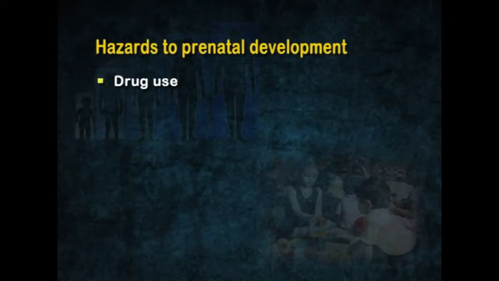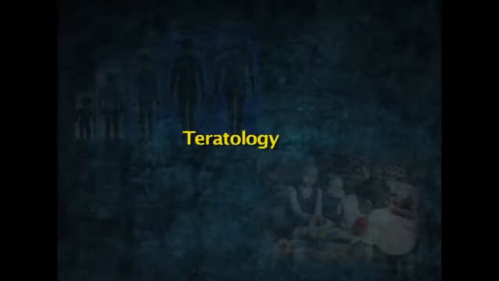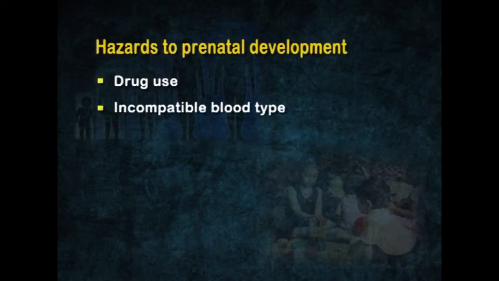Drug use. A teratogen is an agent that can potentially cause a birth defect or negatively alter the cognitive and behavioral outcomes. The field of study that investigates the causes of birth defects is called teratology. Some exposures to teratogens do not cause birth defects, but they can alter the developing brain and influence the cognitive and behavioral functioning of the child, a field of study called behavioral teratology. Then the next hazard is the incompatible blood type.